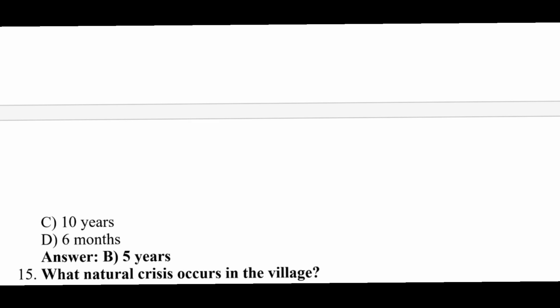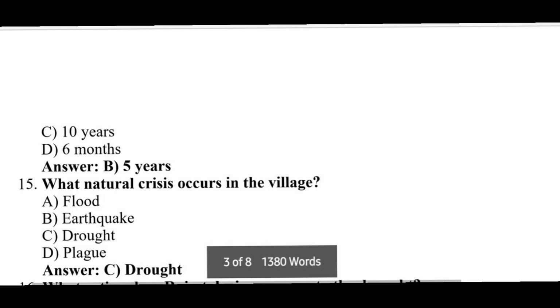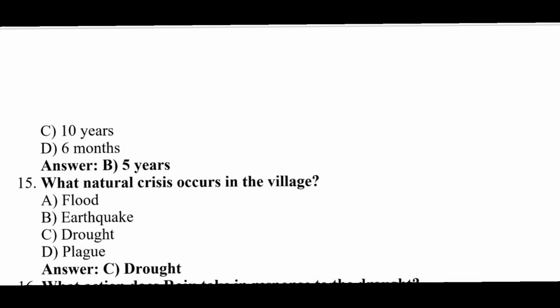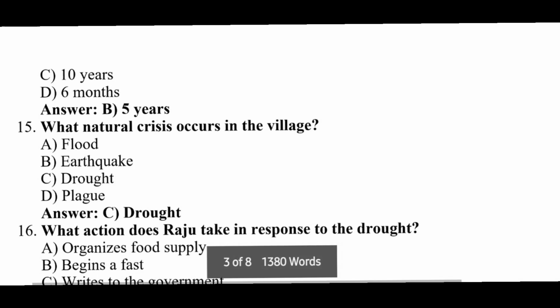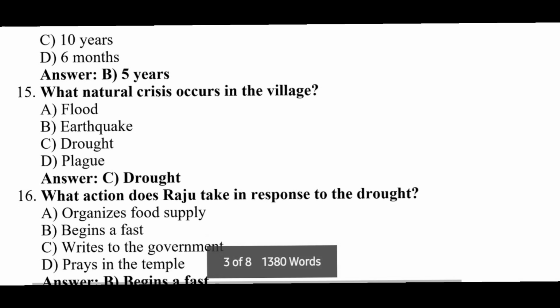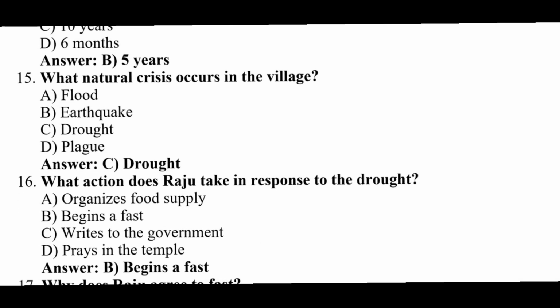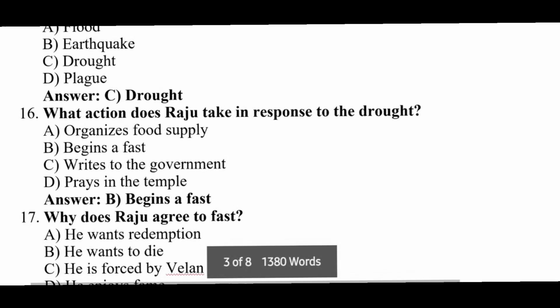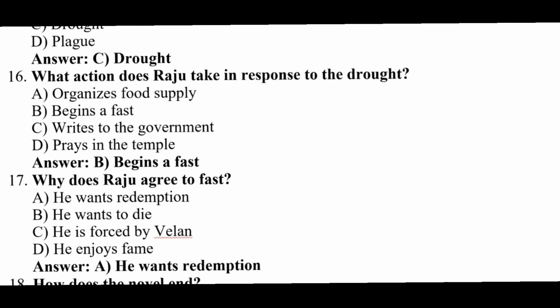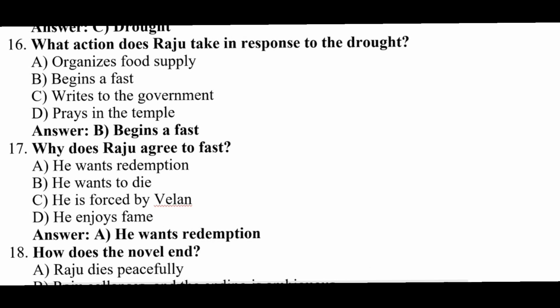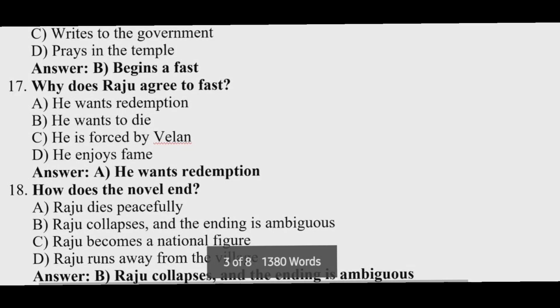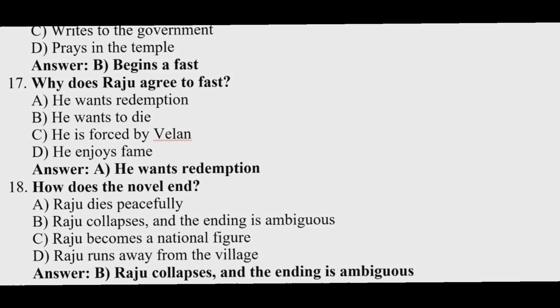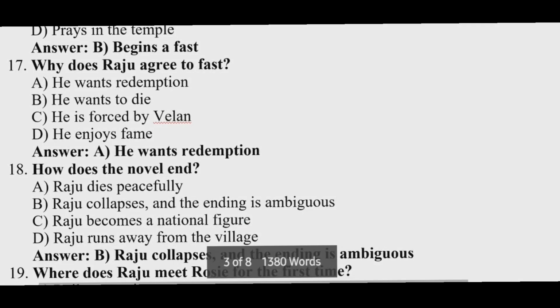What natural crisis occurs in the village? Drought, meaning famine strikes. What action does Raju take in response to the drought? He begins a fast. Why does Raju agree to fast? Because he wants redemption. How does the novel end? Raju collapses and the ending is ambiguous.